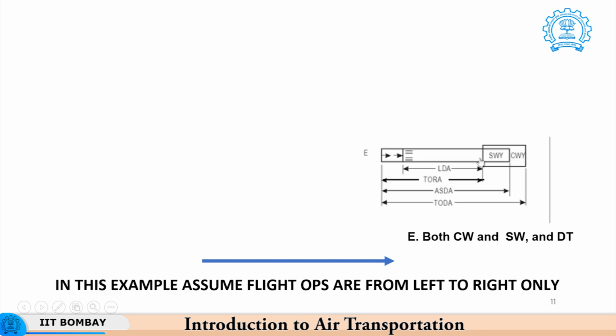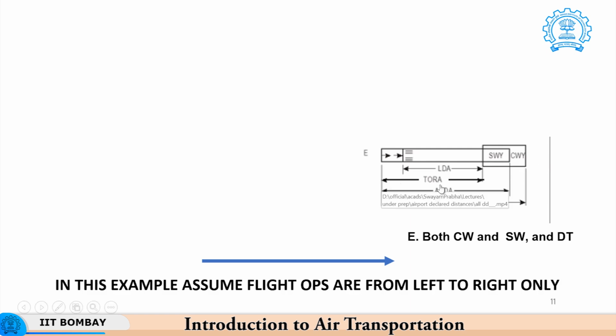Let us take another case where both the clearway and the stopway are available and the threshold is also displaced. You can see this is the displaced threshold. Therefore, in this direction the landing distance available will be equal to only the pavement which is available, minus the stopway, minus the clearway, because stopway and clearway can be used only during takeoff. During landing you cannot take advantage of the stopway or the clearway.